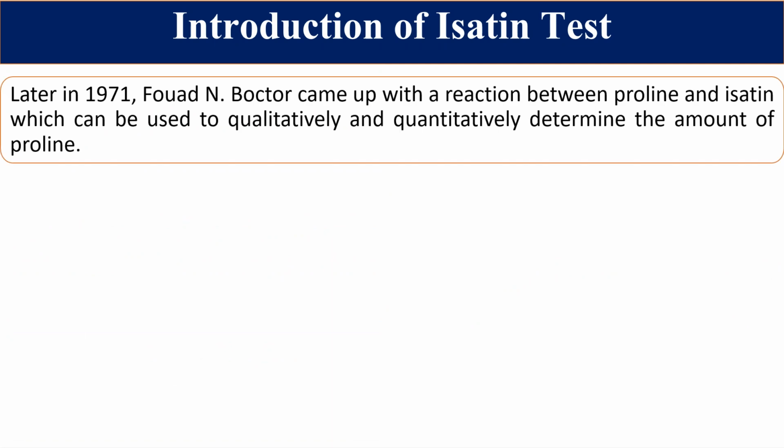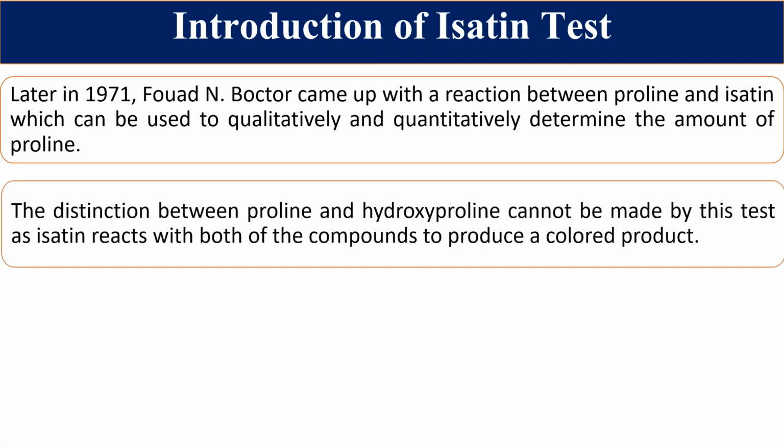Later in 1971, Fouad and Boctor came up with a reaction between proline and Isatin, which can be used qualitatively as well as quantitatively for the determination of proline and hydroxyproline, and this is called the Isatin test. The distinction between proline and hydroxyproline cannot be made by this test. Proline and hydroxyproline both give the same type of reaction. So you cannot differentiate proline from hydroxyproline, rather you can differentiate other amino acids from proline or hydroxyproline.